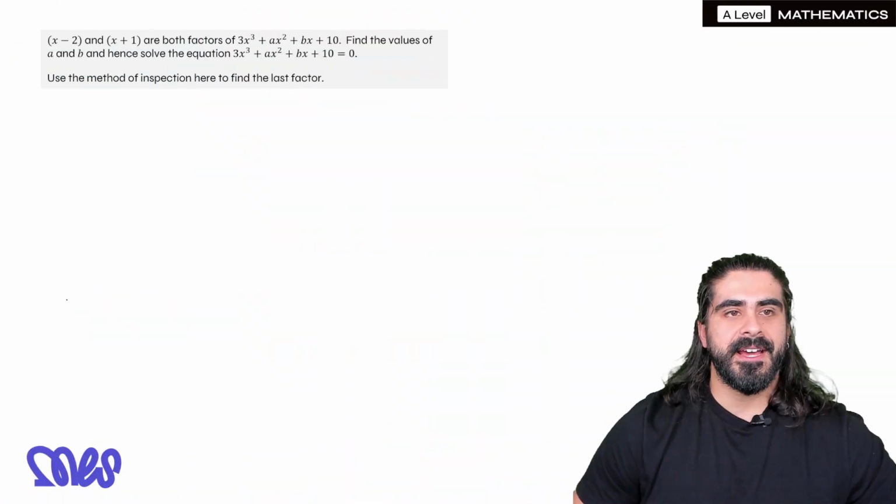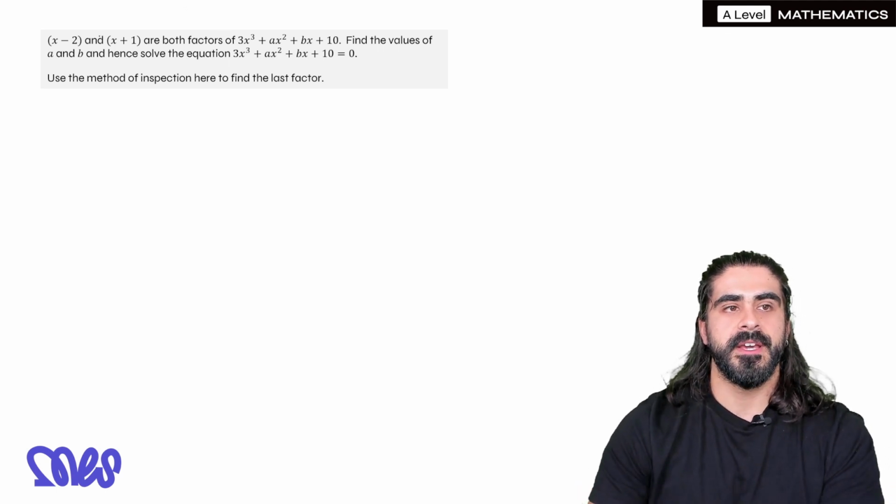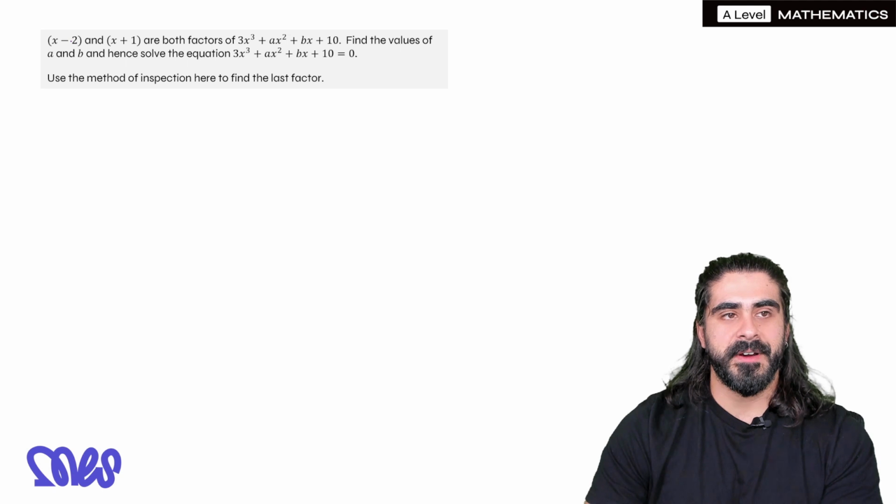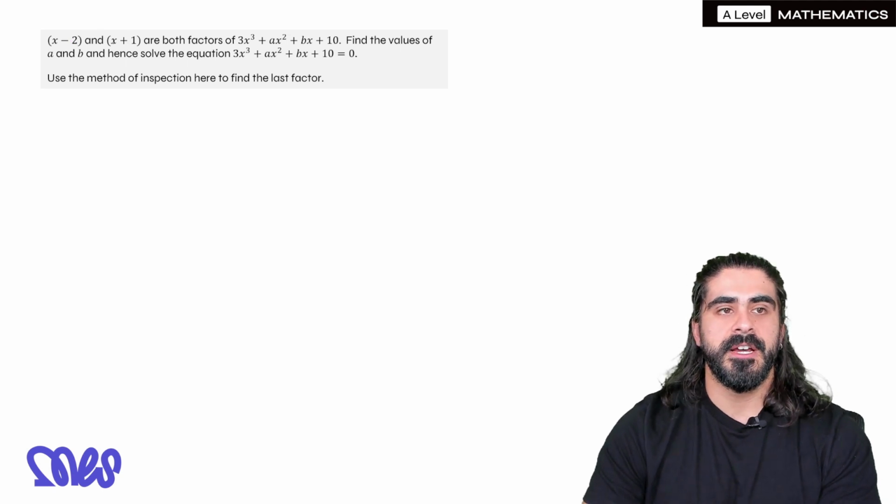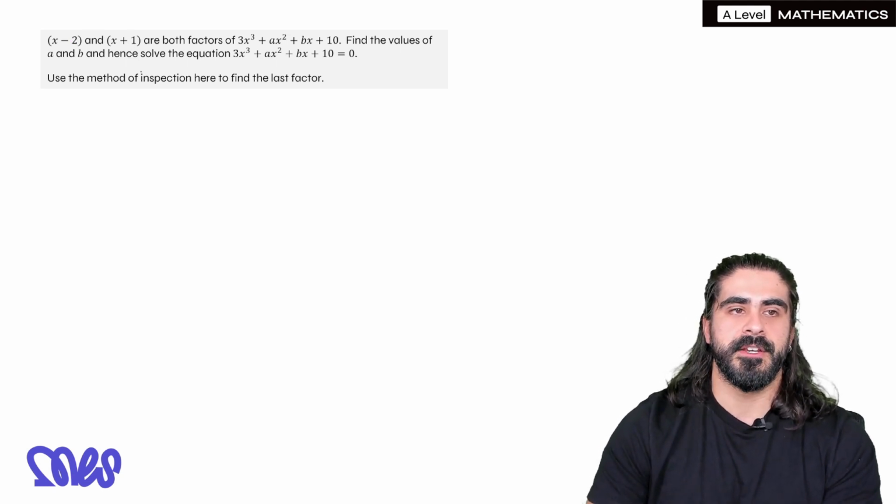X minus 2 and x plus 1 are both factors of this cubic in terms of a and b. Find the values of a and b and hence solve that cubic. Use the method of inspection here to find the last factor. So if x minus 2 is a factor, then 2 is a root. And with x plus 1, the root would be minus 1.